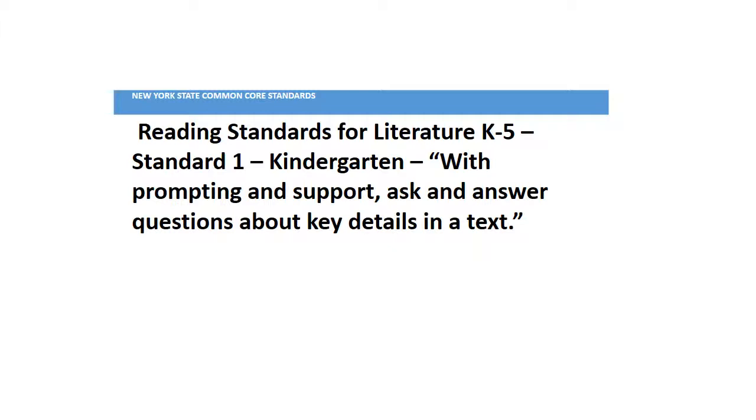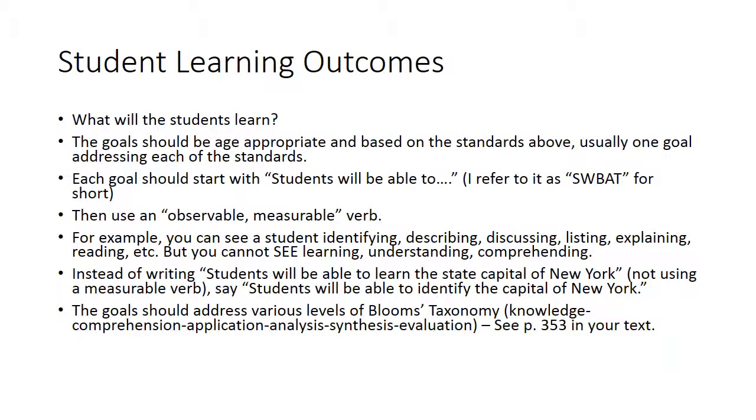And again, this is the standard that my lesson will be addressing. The student learning outcomes consist of the things that you would like students to be able to do. They relate to the Common Core Standards, but these are actually the actions that you want to be able to see in students' behavior. What will the students learn? The goals or the outcomes should be age appropriate and based on the standards, usually one goal addressing each of the standards. Each goal should start with students will be able to. I refer to that as SWBAT, or students will be able to.